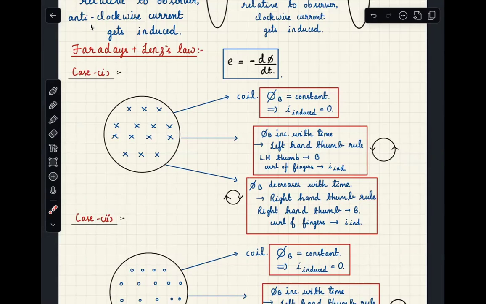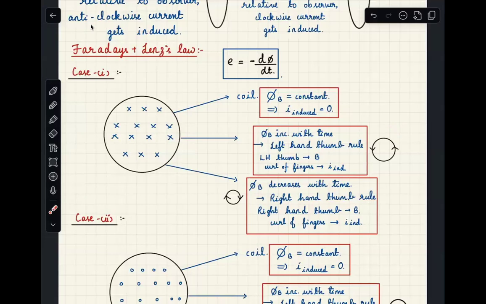What is the left hand thumb rule? Set the thumb in the direction of flux. Here in this case, the thumb is inwards. Left hand thumb is inwards. The curl of the remaining four fingers gives you the direction of the induced current. So the induced current in this case is anti-clockwise. Anti-clockwise. Any doubts? Pakka? Right.